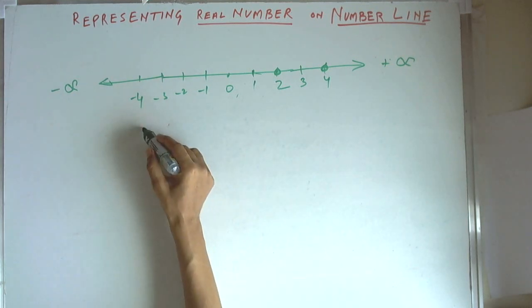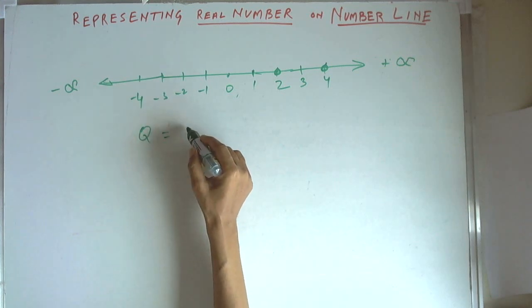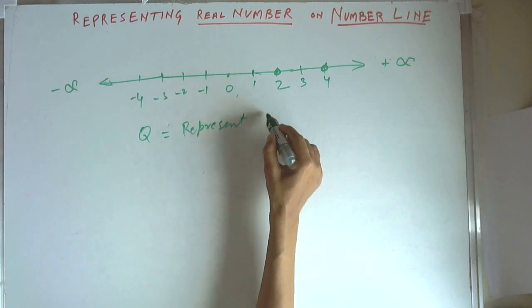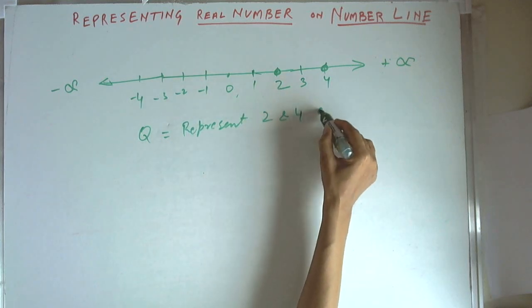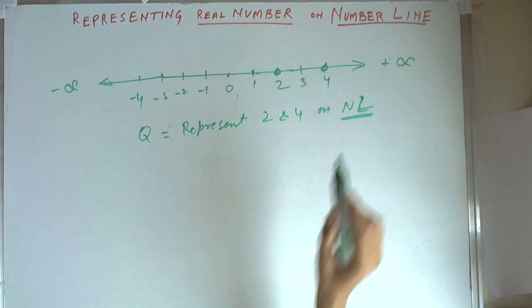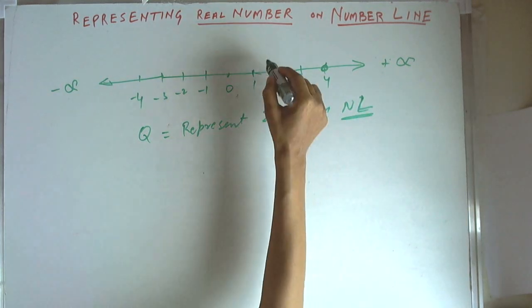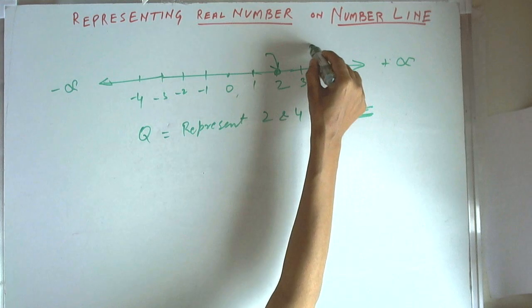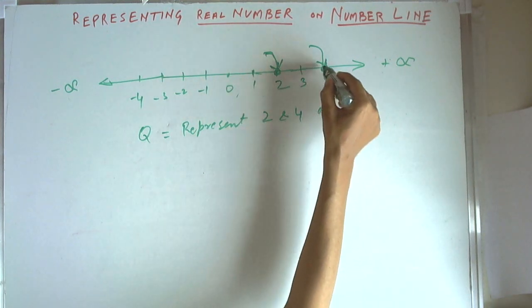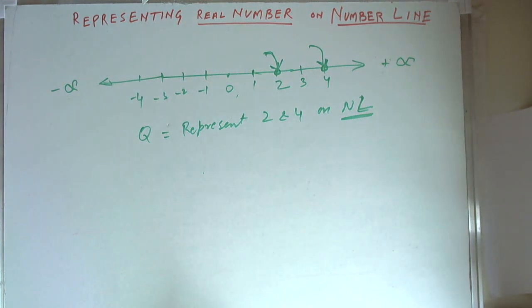So if the question is: represent 2 and 4 on the number line, I put it in the short abbreviated form, then we can say simply this 2 and this 4. We can put a circle, or we can also put an arrow like this, highlighting that this is what we have represented.